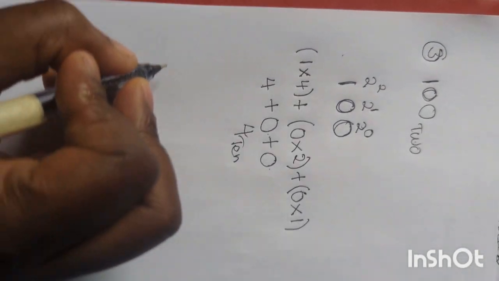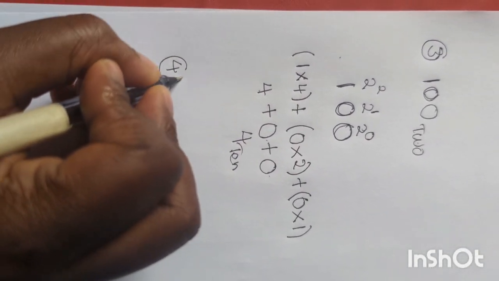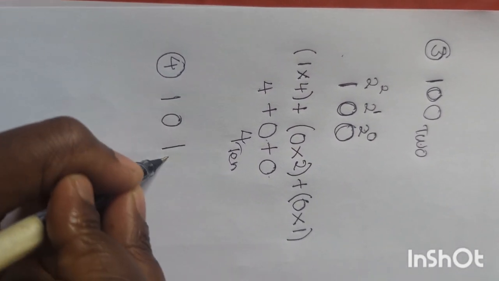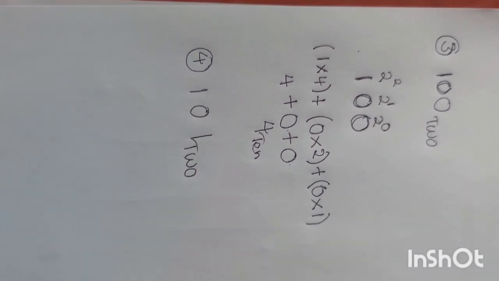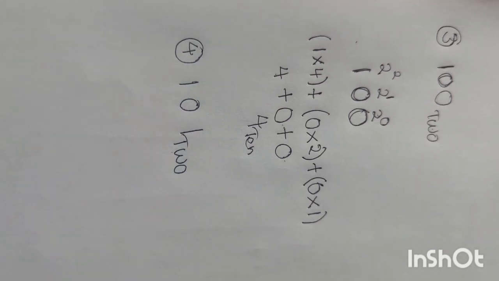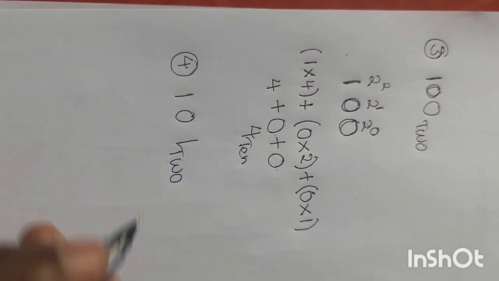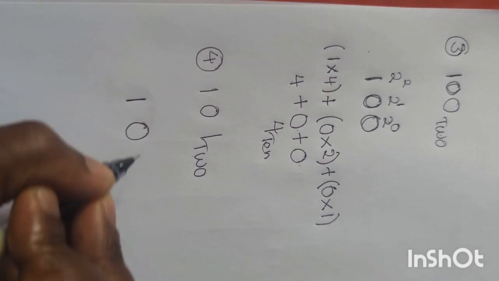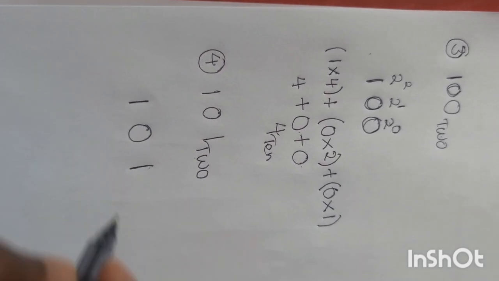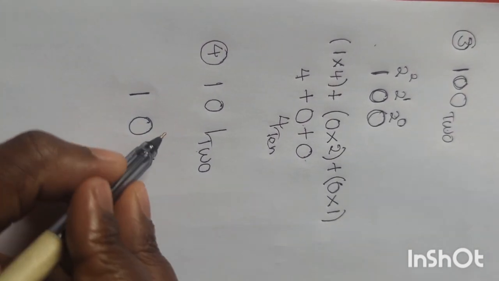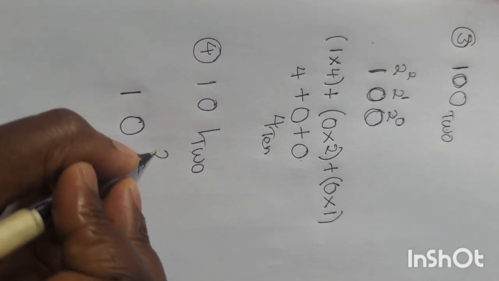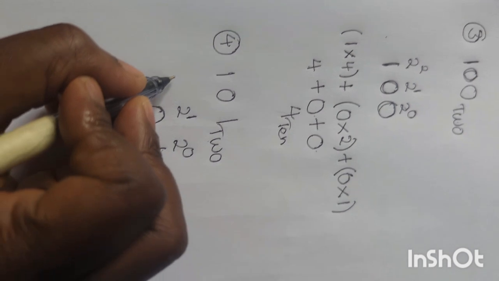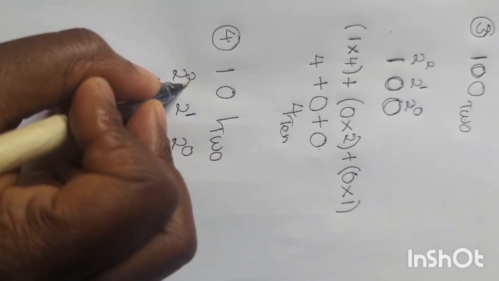Our last example is saying convert 101 in base 2, of course, to a number in base 10. You already have the questions on the first page. So what do you do? You write the number 101. Then what base are we dealing with here? This is base what? 2. So it will be 2 to the power 0, 2 to the power 1 and 2 to the power 2.